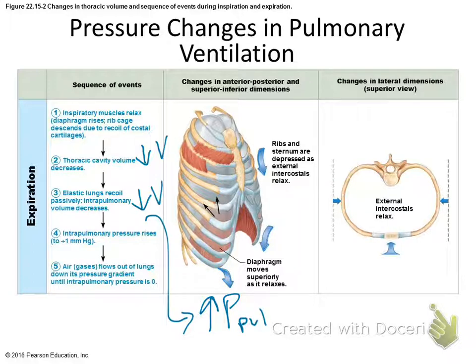So as long as we get that up above atmospheric, then how's the air going to move? Out of the body. That's exactly right. Because it always goes from high to low, just like the blood did.